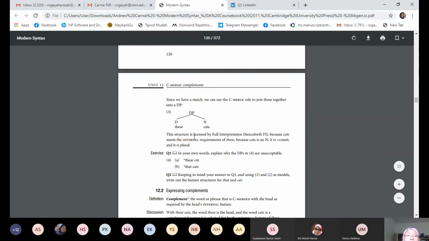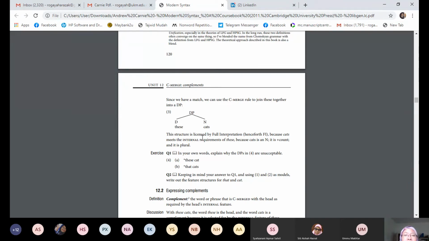And then this structure of number 3 is licensed. License is like approval. So this process of merging is licensed by a principle which is called Full Interpretation, henceforth FI, because cats meets the internal requirement of this. Because cats is an N, it is count, and it is plural.